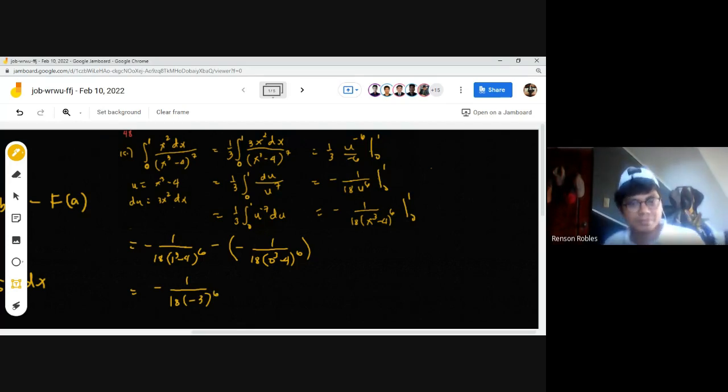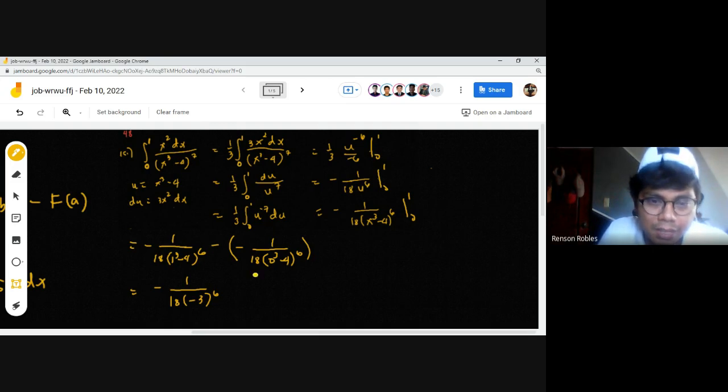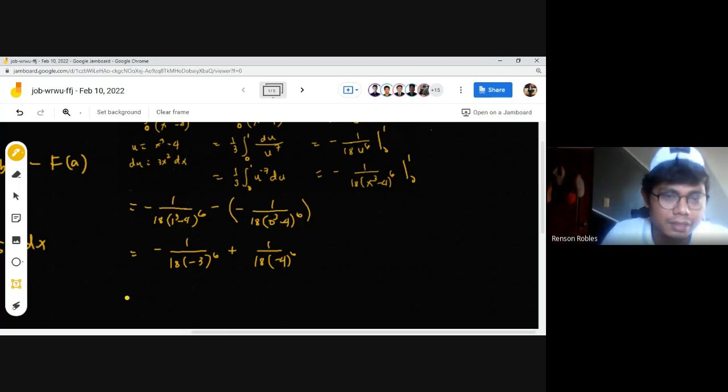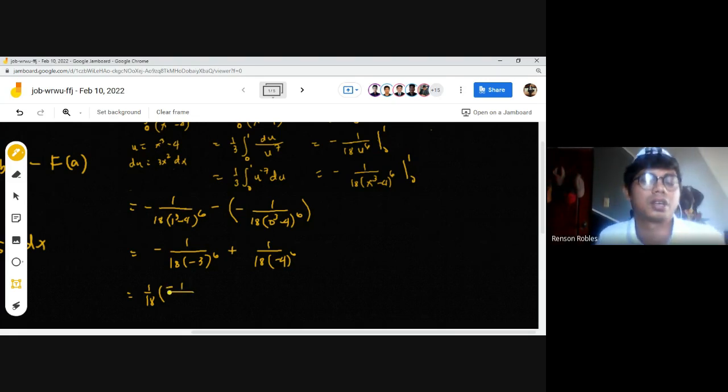Right? Then this is minus, then that's minus. So you have plus 1 all over 18 times, that's negative 4 to the 6th power. I think we can just factor out 1 over 18 na lang. 1 over 18 times 1 all over, that's negative, by the way. Negative 1 all over 3 to the 6.